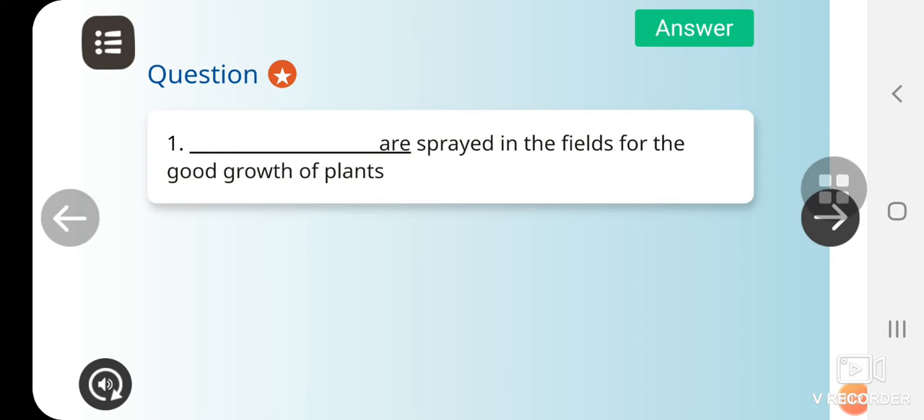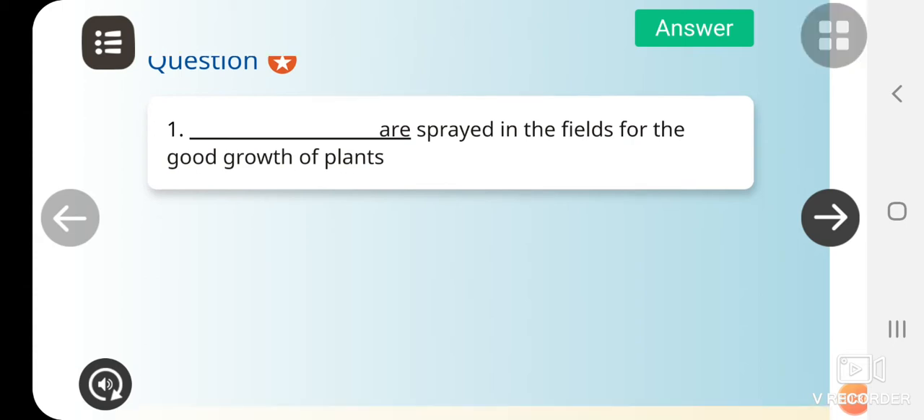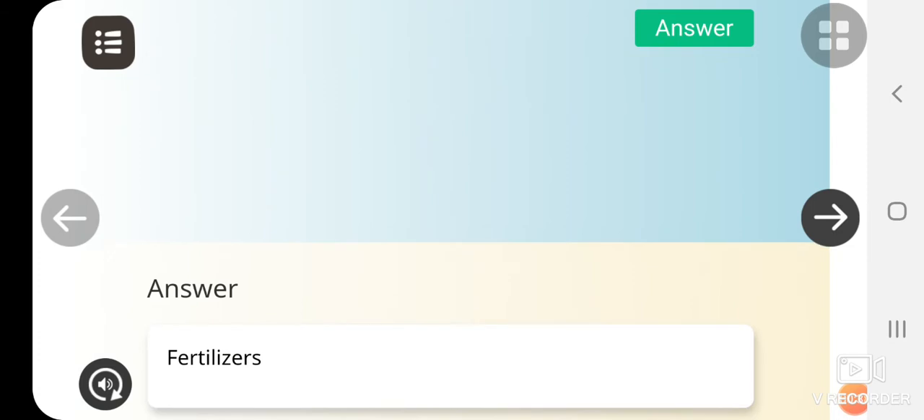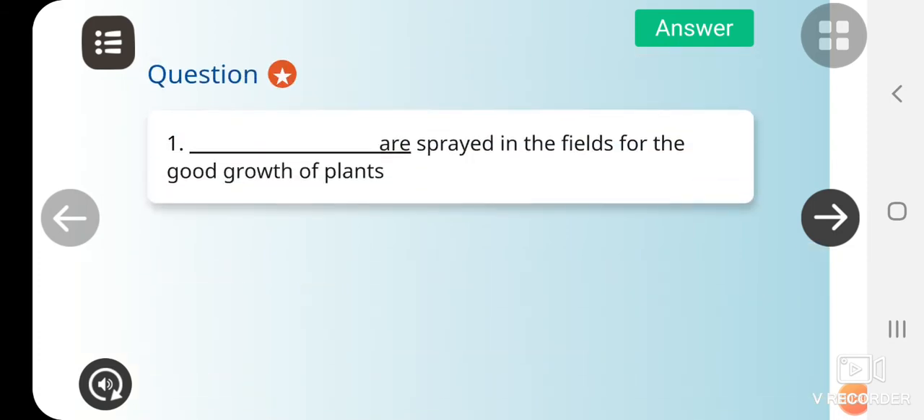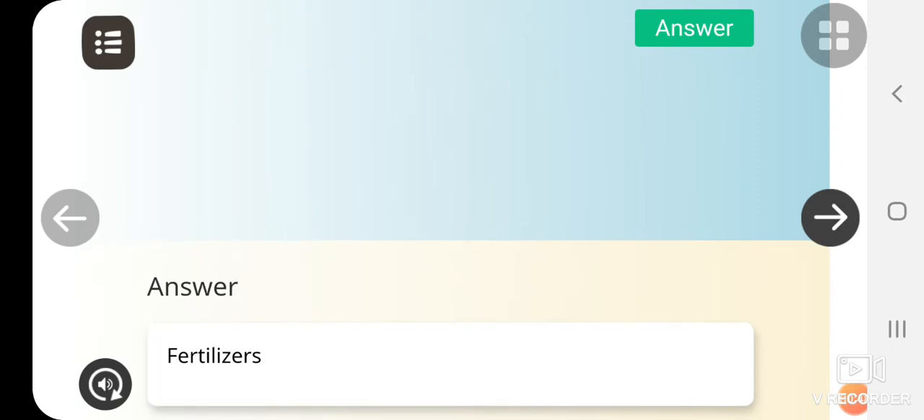Dash are sprayed in the fields for the good growth of plants. As I read the question, children, try to write down the answer in your practice notebook. Fertilizers. Fertilizers are sprayed in the fields for the good growth of plants. See the spelling of fertilizers?